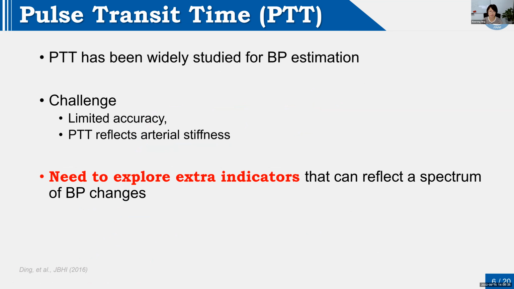But the problem is that even though the pulse transit time has been very widely studied for blood pressure estimation, the major challenge is that with single pulse transit time, there is very limited accuracy for the BP estimation. The major reason, as we know, is that the pulse transit time can only reflect some factors that affect blood pressure changes. Say, the pulse transit time can evaluate the arterial stiffness, but except for the arterial stiffness, there are also other factors that can affect the blood pressure. So there is a need to explore extra indicators that can reflect a spectrum of blood pressure changes.